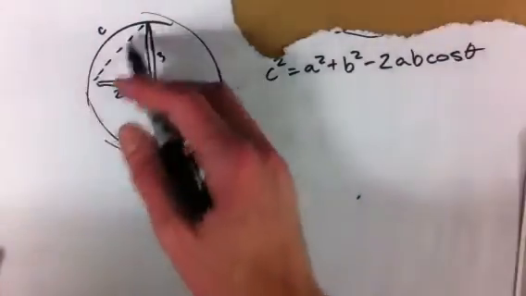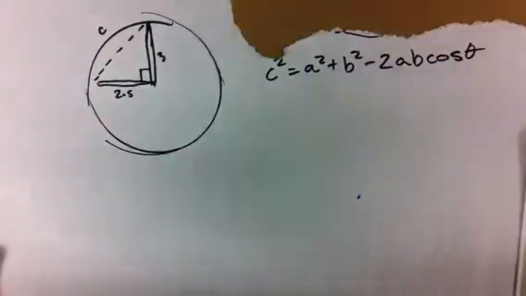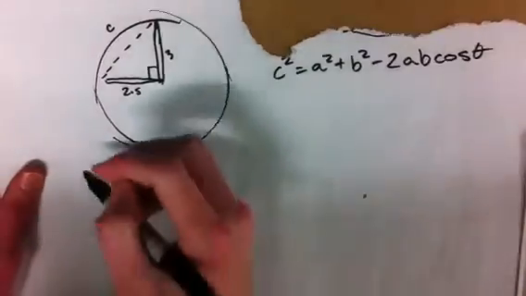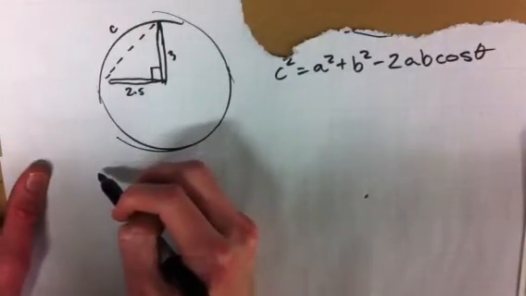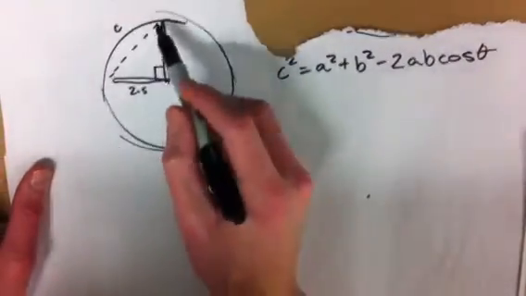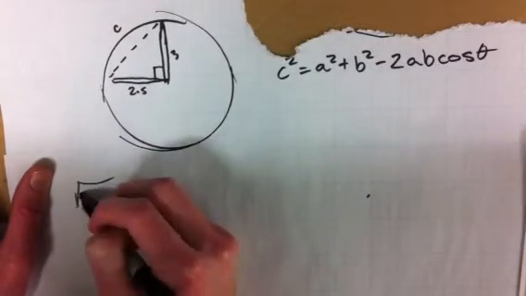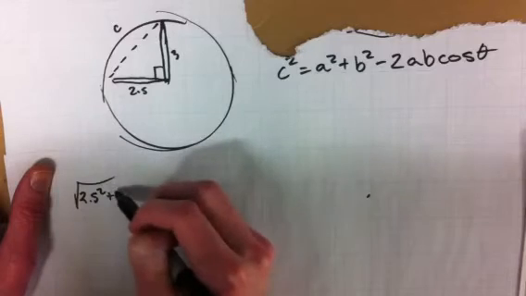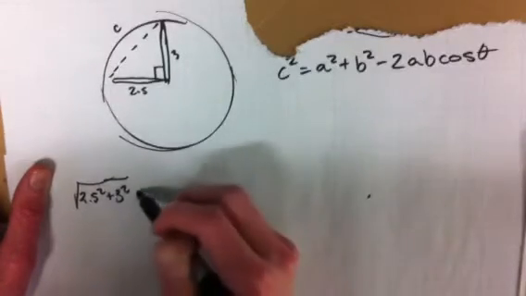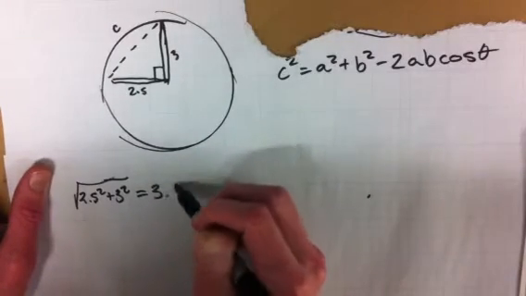We'll call the distance between the two hands c. We can figure that out easily using the Pythagorean theorem, and that'll just tell us that distance at 9 o'clock. So we have 2.5 squared plus 3 squared, square root of that equals about 3.9.